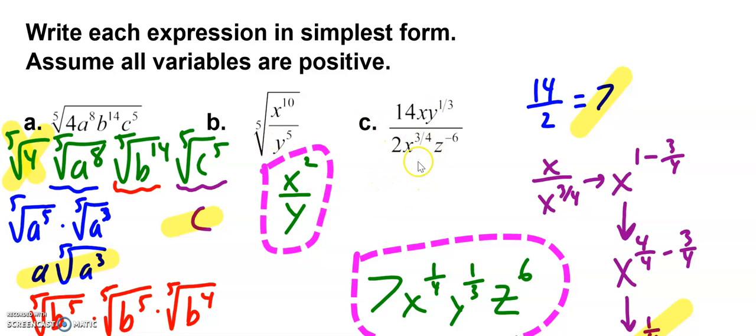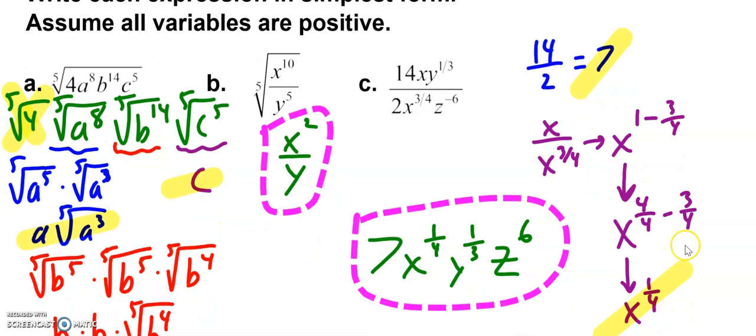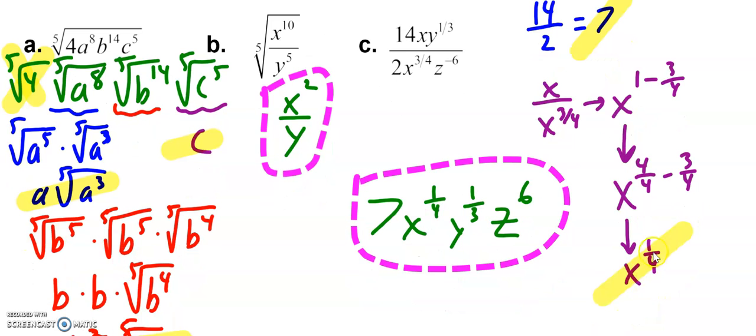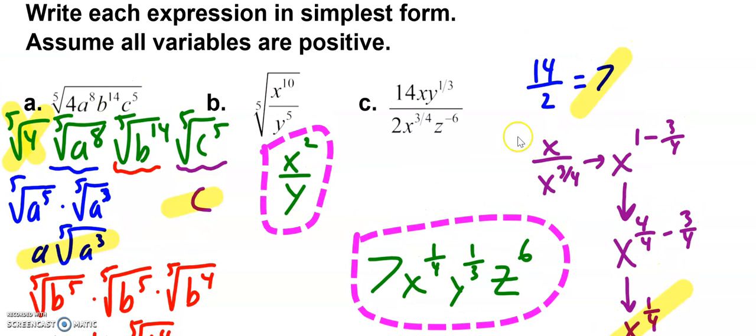Next one. So here, again, I think of each part individually. So the numbers, 14 over 2, that's 7. Okay, that's part of my answer. Just leave it. x over x to the 3/4. Well, I know I need to subtract the exponents, right? So 1, because this x is x to the first, minus 3/4. Well, I have to get a common denominator, so 1 in this case is 4 over 4 minus 3/4. 4 over 4 minus 3 over 4 is 1 over 4, so I get x to the 1/4.